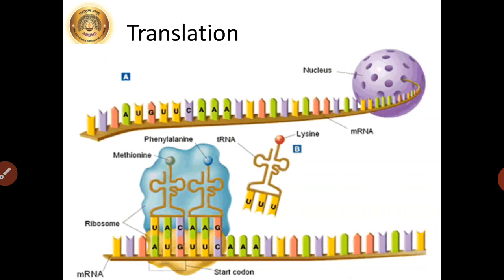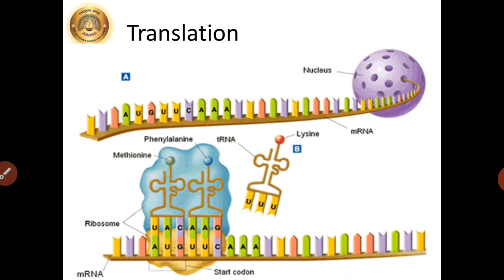Just observe the diagram. This diagram is also given on page number 2. Each mRNA is made up of thousands of triplet codons. As per the message on mRNA, amino acids are supplied by tRNA. For this purpose, tRNA, that is transfer RNA, has an anticodon having a complementary sequence to the codon on mRNA. This is known as translation.